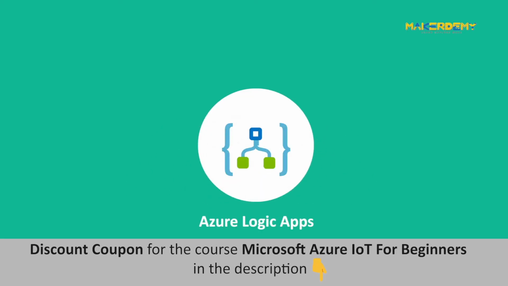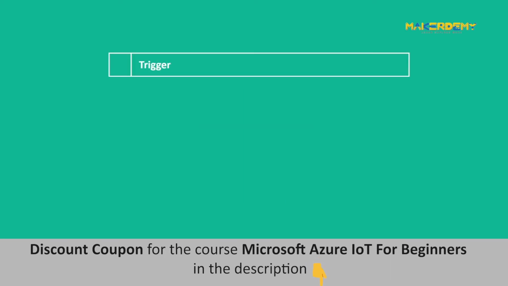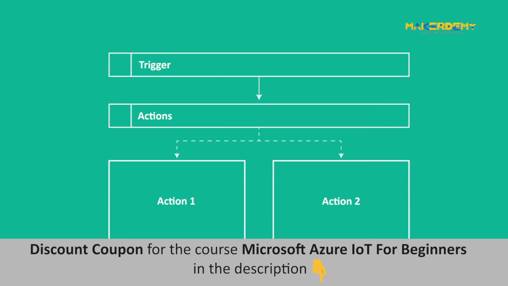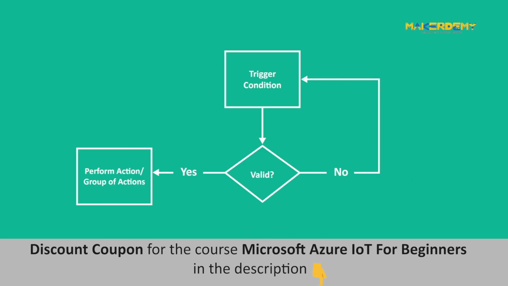After getting familiar with the key components of Azure Logic Apps, let us discuss how the Logic Apps work. A workflow will start with a trigger followed by an action or set of actions in Azure Logic Apps. A trigger fires when the condition is met, and a series of actions gets executed.